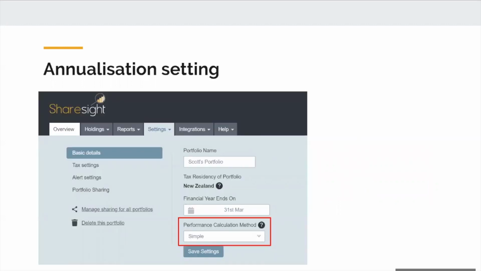So you can change the setting in Sharesight. It's on the settings tab under basic details, and there's a little drop down for performance calculation methods. So feel free to change that to whatever you prefer.